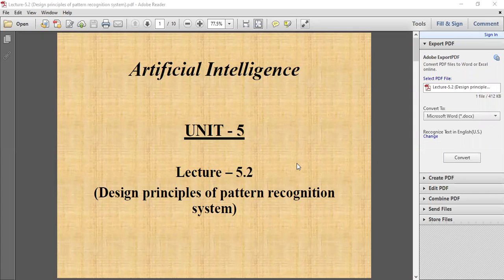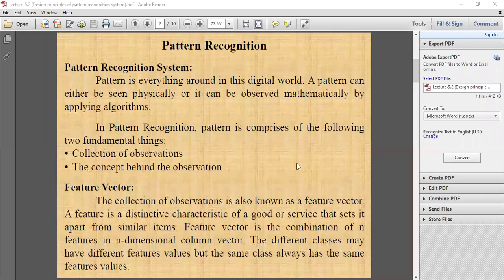Hello friends, today's topic is design principles of pattern recognition system. Pattern is everything around in this digital world. A pattern can either be seen physically or it can be observed mathematically by applying algorithms. In pattern recognition, a pattern comprises the following two fundamental things. First is collection of observation, and the second is the concept behind the observation.